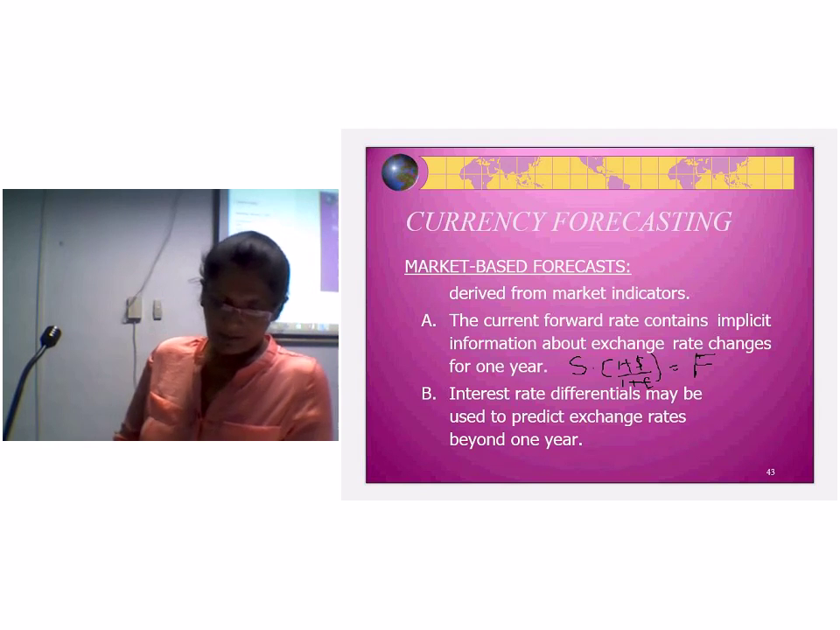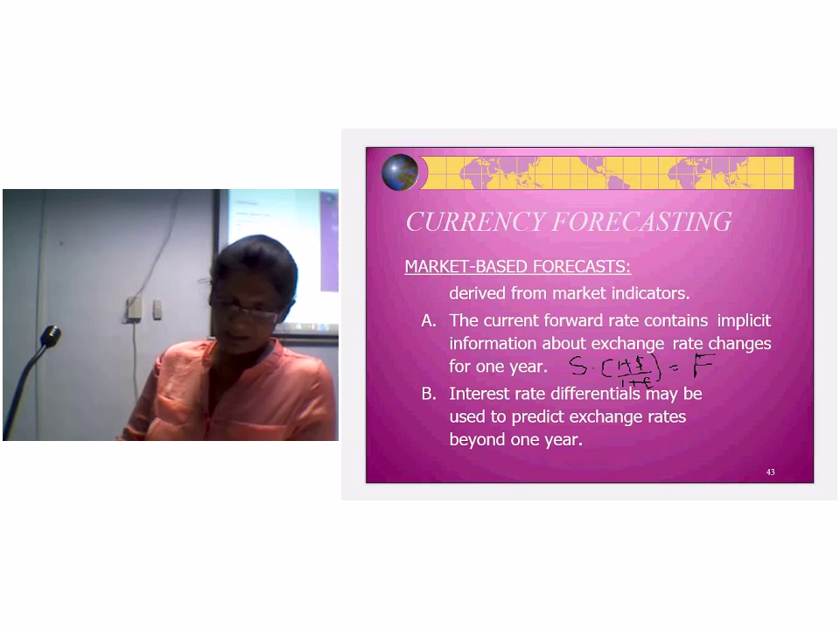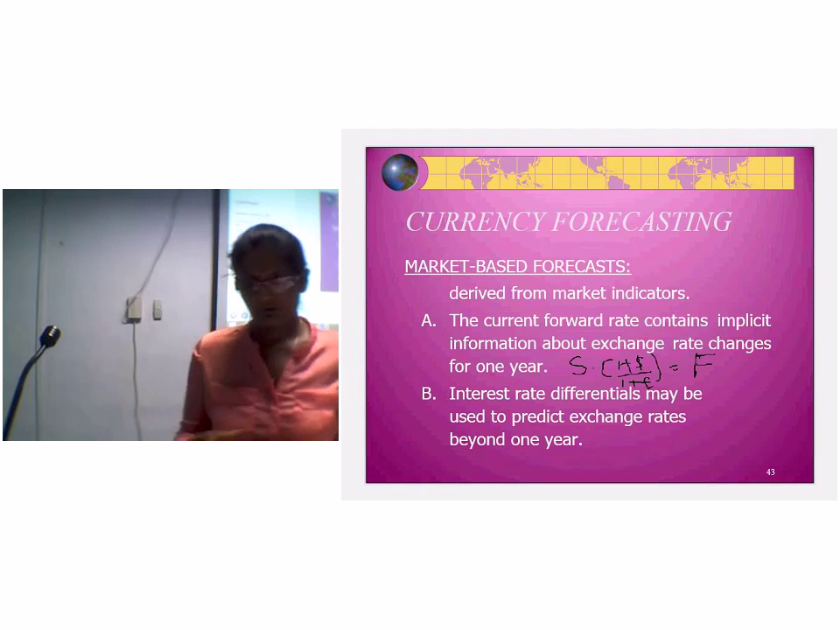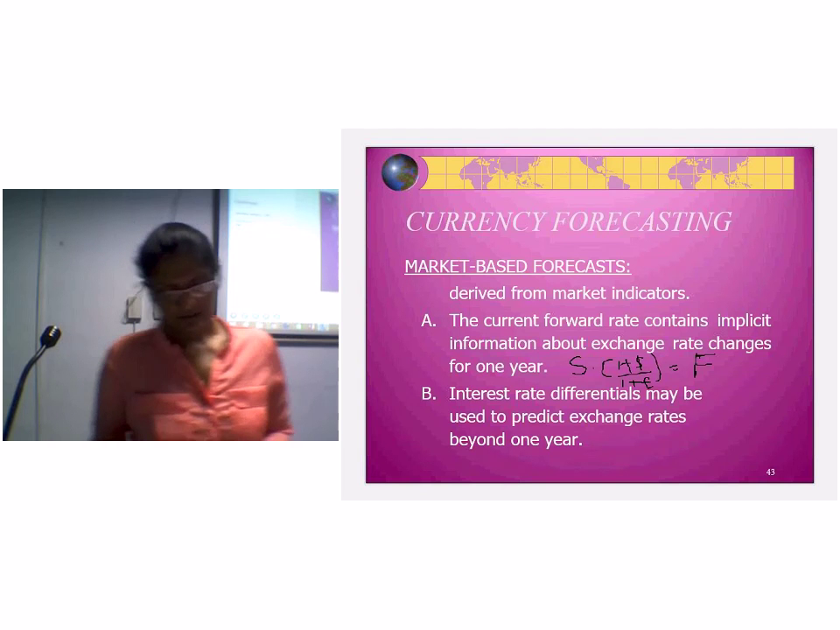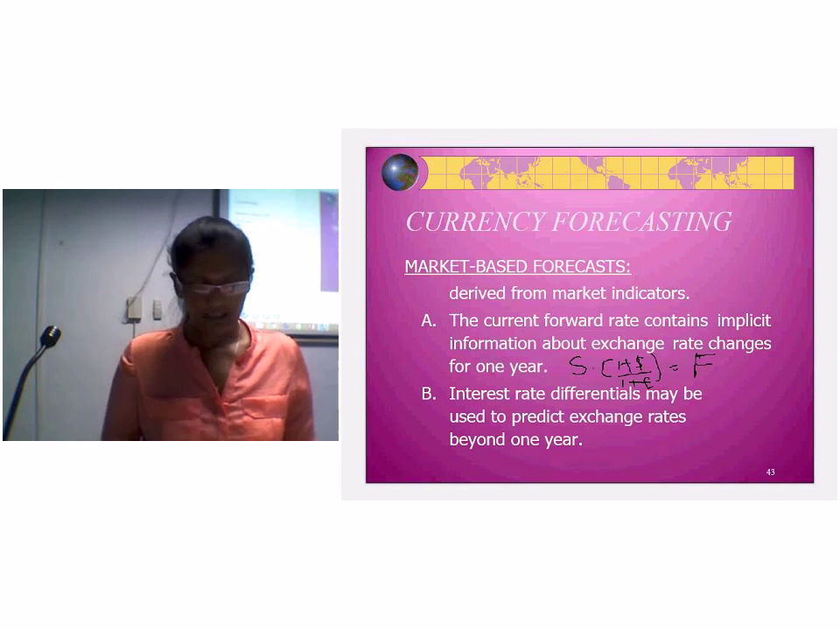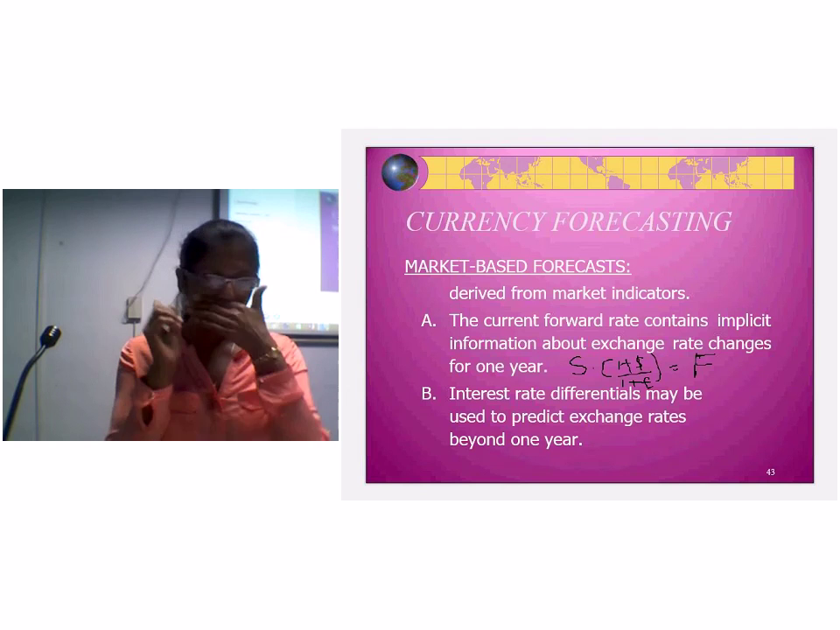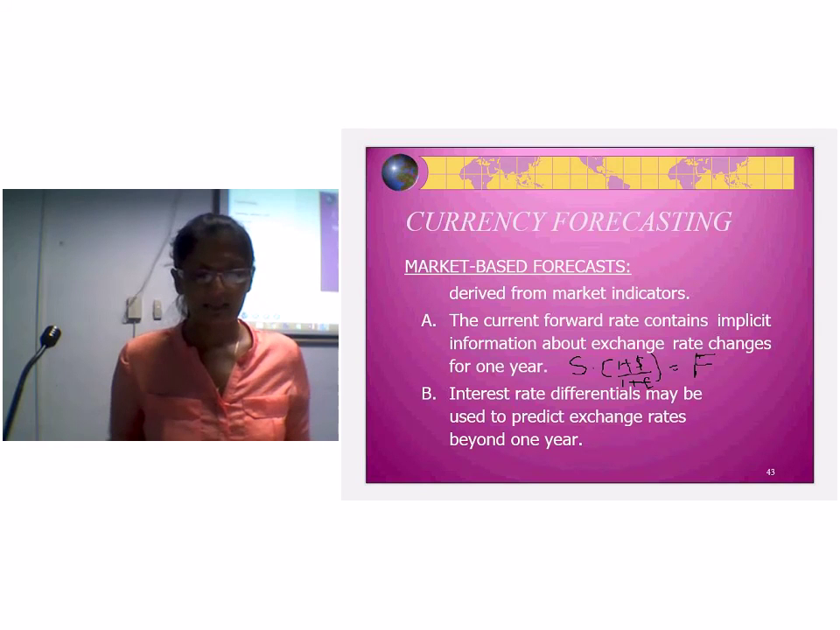Interest rate differential may be used to predict exchange rates beyond 1 year. So they use the interest rate differential of two countries to predict the exchange rate beyond 1 year. This is a market based forecast: based on market indicators and market variables, they calculate the exchange rate.